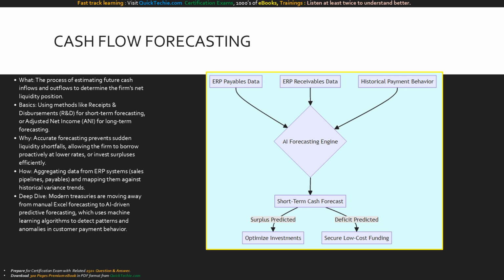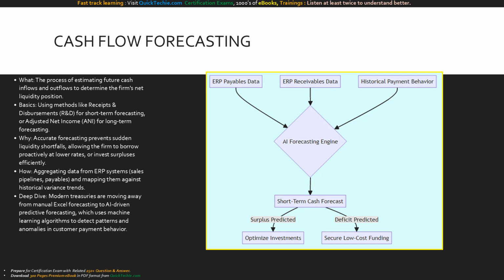Why do we obsess over this? Because an unexpected liquidity shortfall forces the company to take out emergency, high-interest loans. Conversely, unidentified surplus cash sits idle earning zero interest. How do we build a forecast? By pulling payables and receivables data straight from the ERP and adjusting it based on historical accuracy.